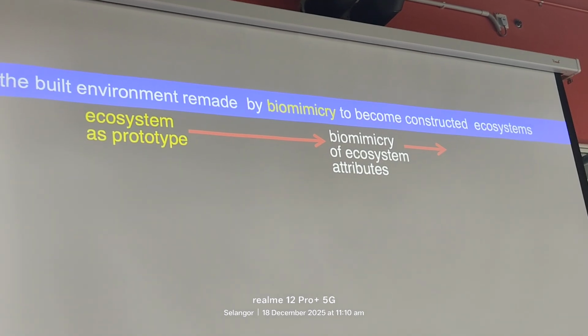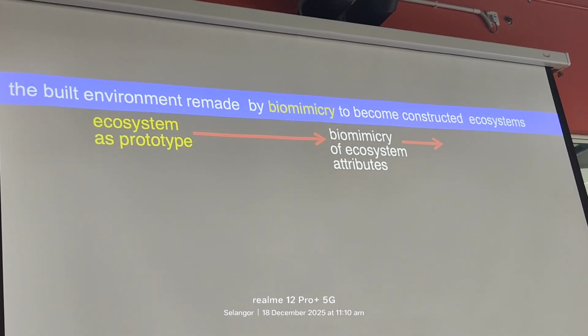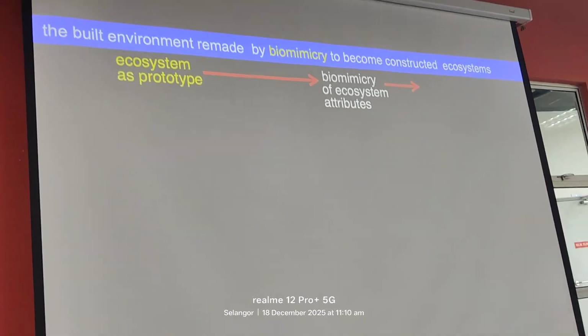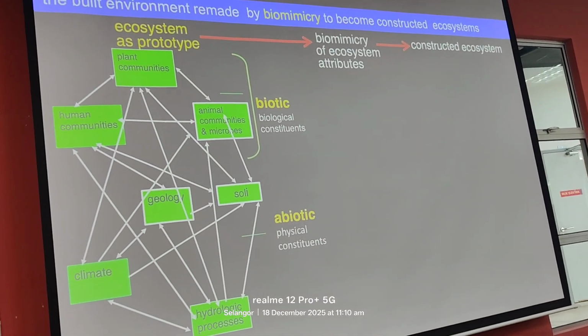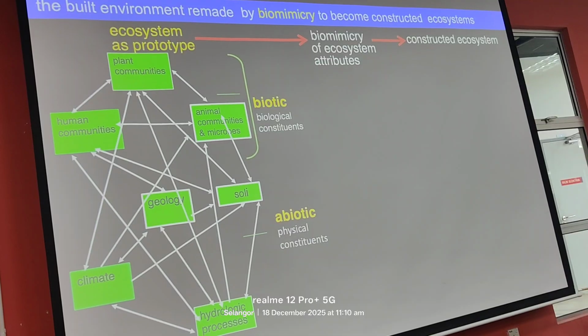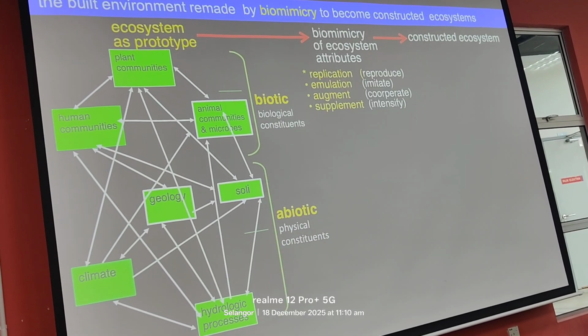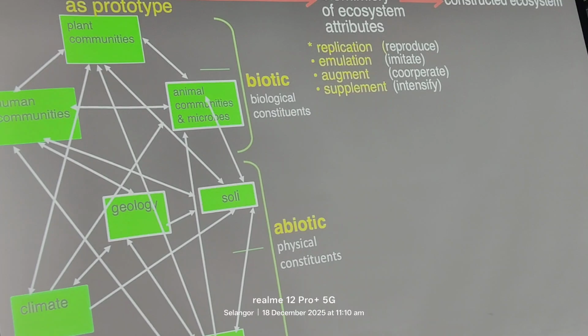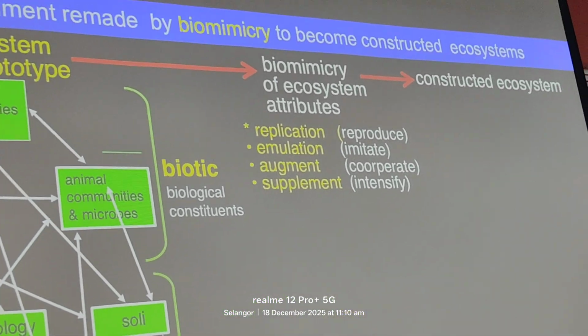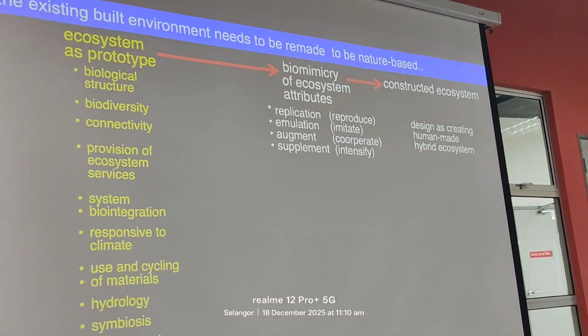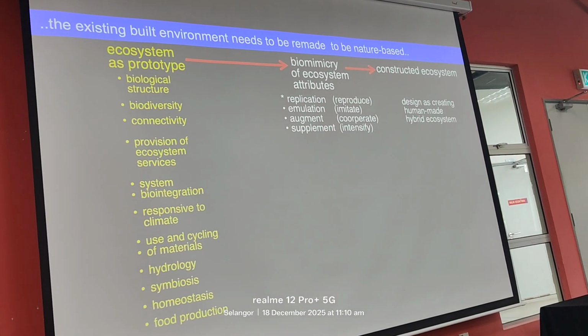The process of biomimicry means the imitation of biological systems. And with biomimicry, the biological system for me is the ecosystem. This is a prototype. And from there, we design the built environment as a constructed ecosystem. The process of biomimicry is through replication, emulation, imitation, augmentation, and supplementation to create human-made hybrid ecosystems.